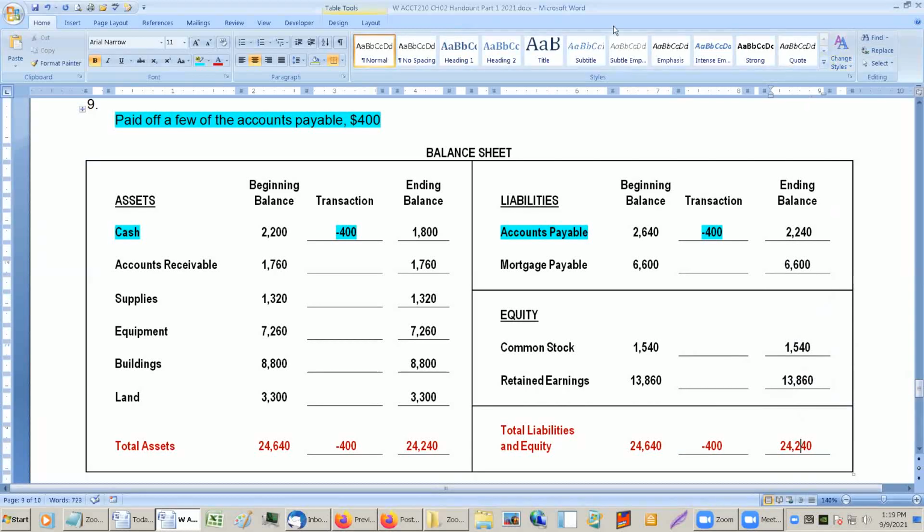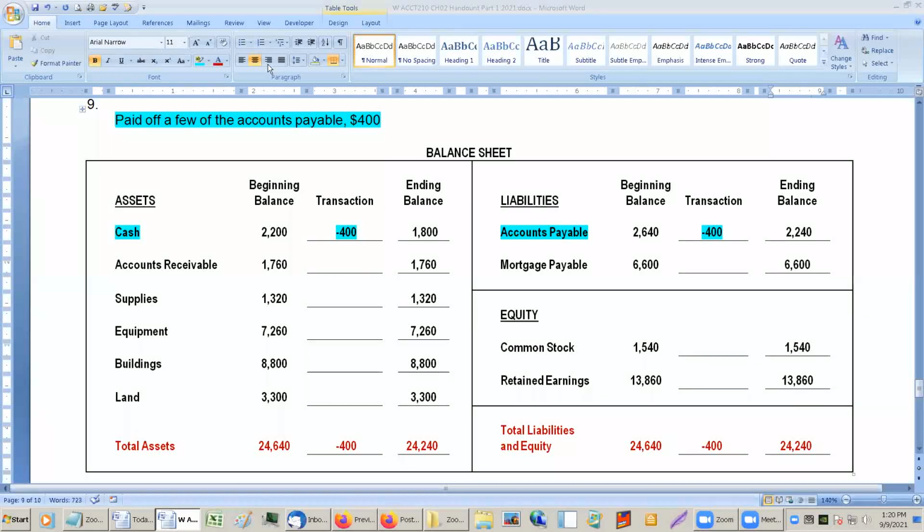Is there like keywords that will help us figure out when we have to add or subtract? Yeah, it depends on the account, and it depends on what the transaction is. And part of it is just getting used to doing these. So repetition. Yeah, all right, fair enough.